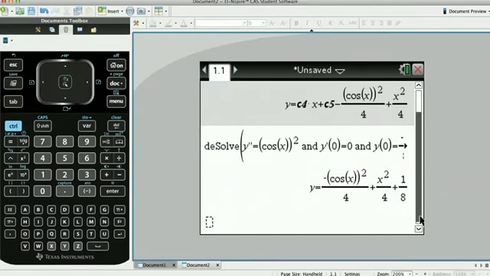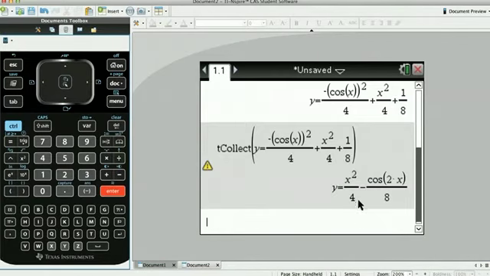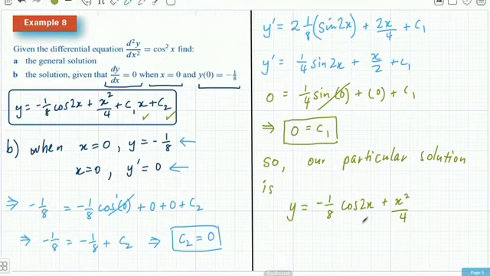What we do is use our answer here, and we just type in the command tcollect. And you can get that under the menu as well. Tcollect is going to collect the trig terms. So tcollect, and then we'll just put the answer in there, press enter. Check it out, we get x squared over 4 minus cos 2x on 8, and if we compare that, yep, minus cos 2x on 8 plus x squared over 4.